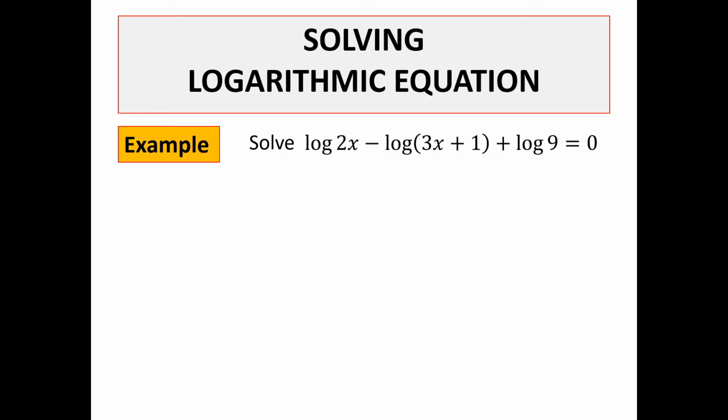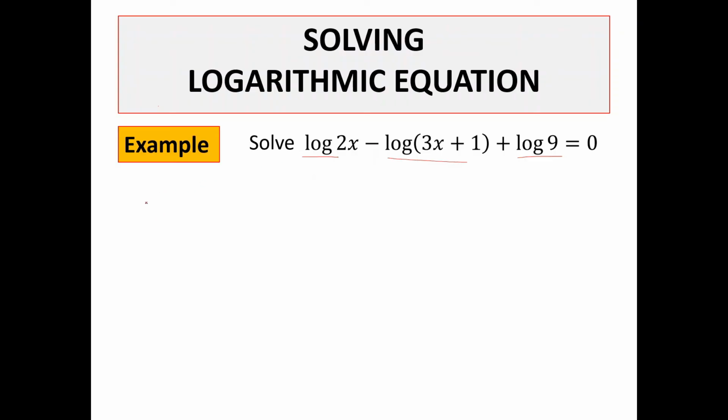Solve log 2x minus log (3x plus 1) plus log 9 equal to 0. So we can start by looking at the base. Now all the logs here are using base 10, so there is nothing for us to change in the base. So we proceed with this one by applying law number 1 and law number 2.